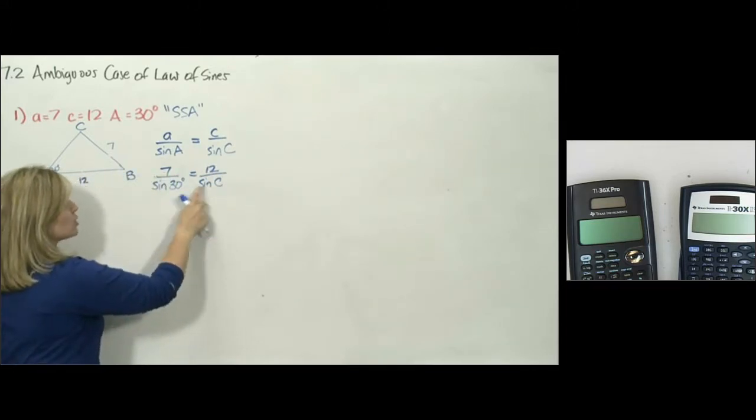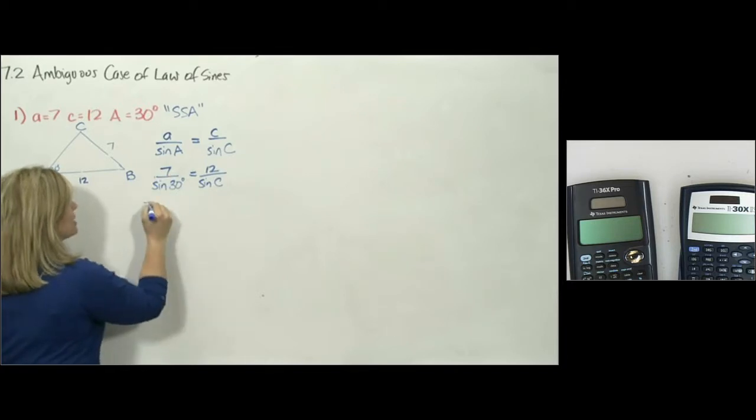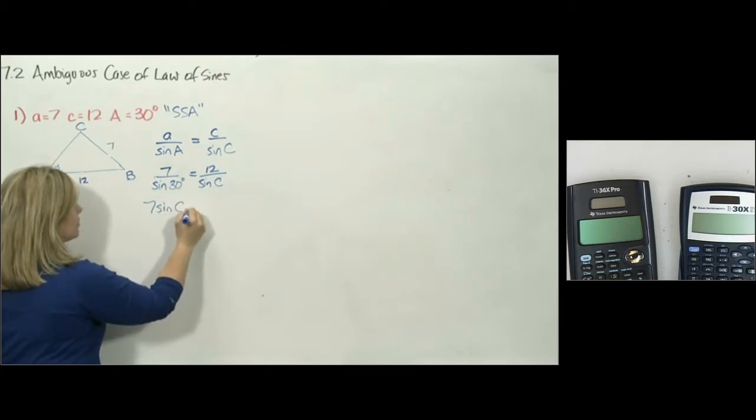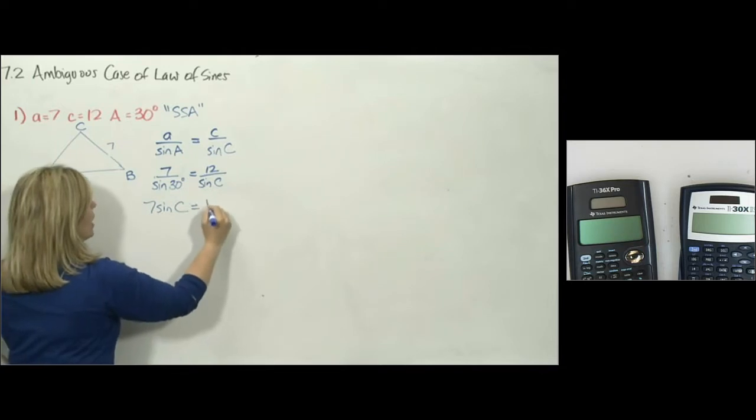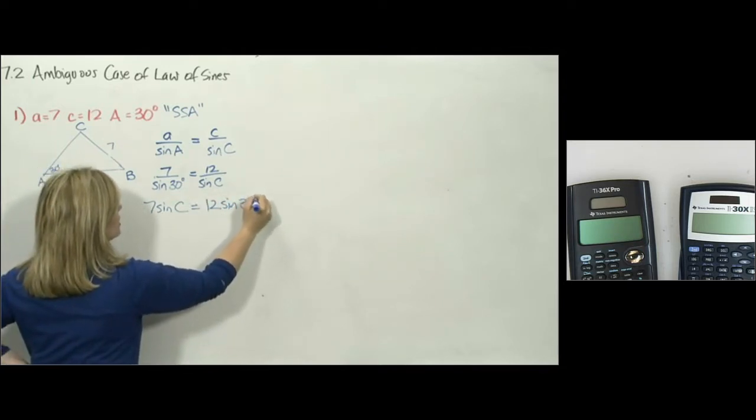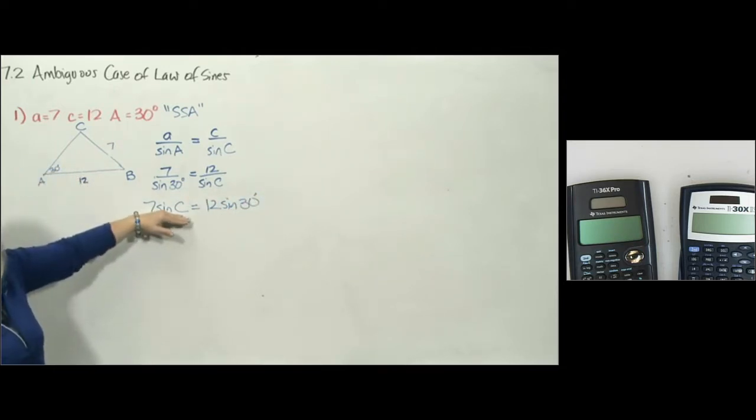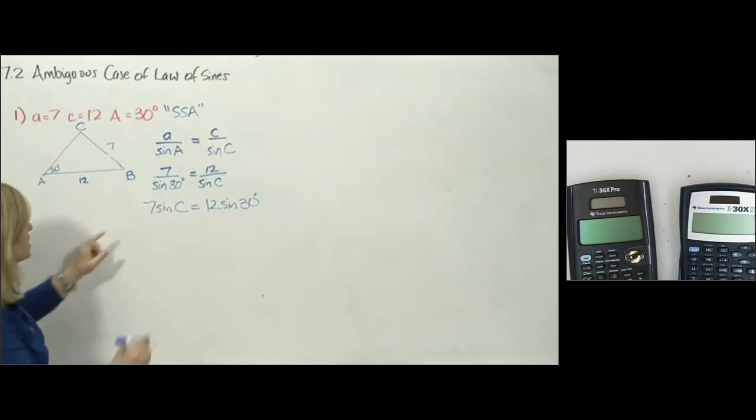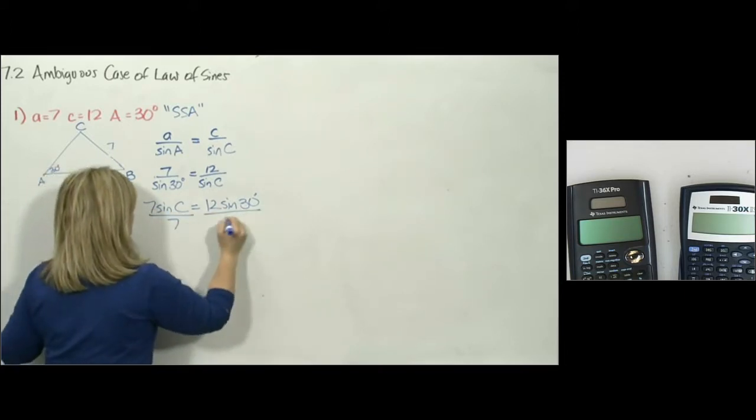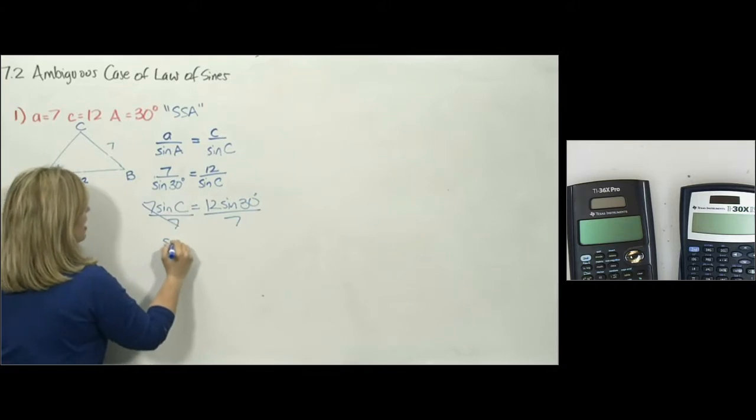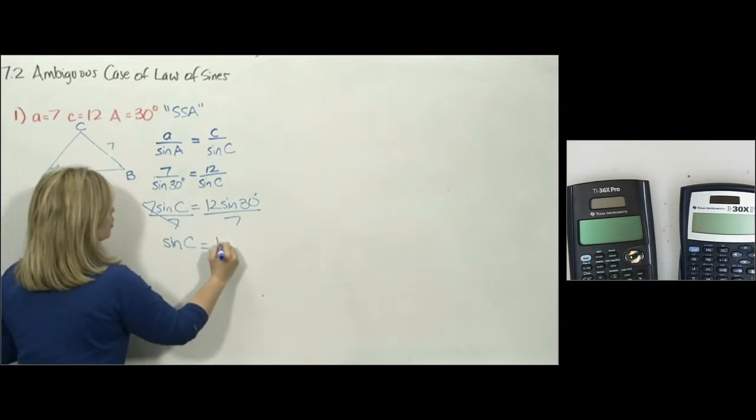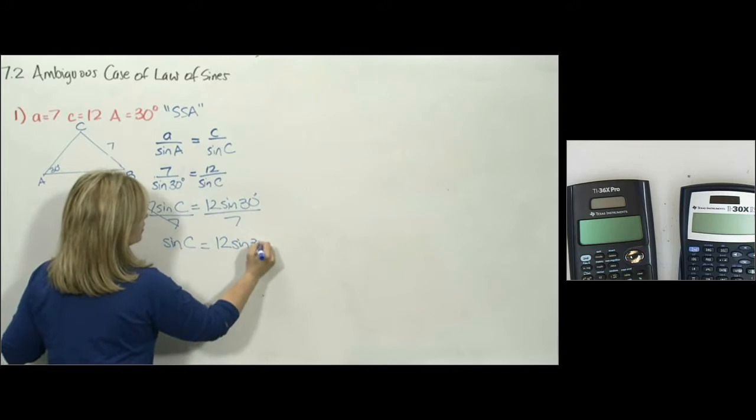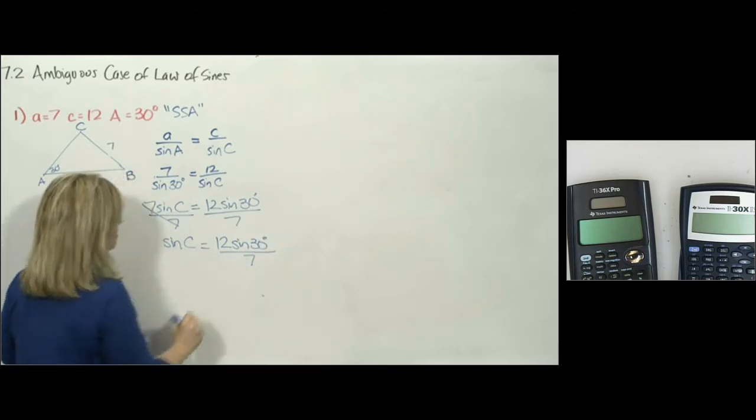This is our unknown, so I want it on the left. So I'm going to write 7 sine C equals 12 sine 30 degrees. We are trying to solve for C. So I would move 7 by dividing. Sine of C equals 12 sine 30 degrees divided by 7.